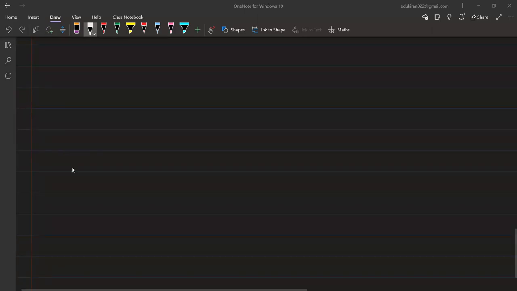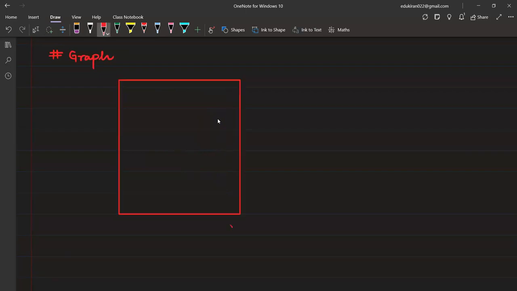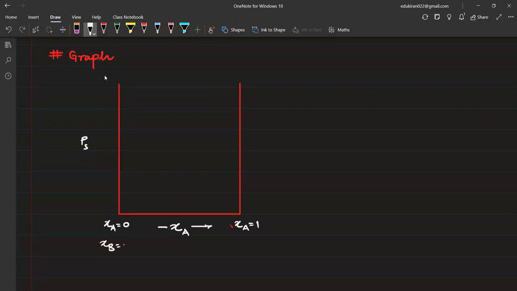Then you can write the graph of relative lowering of vapor pressure. So in the graph, we're talking about the vapor pressure here, so pressure of the solution, and here we have the mole fraction of A, increasing in this way. Starting from here, chi A will be equal to 0, and here chi A will have a maximum value of 1. When chi A is equal to 0, chi B will be equal to 1, and when chi A is equal to 1, chi B will be equal to 0.